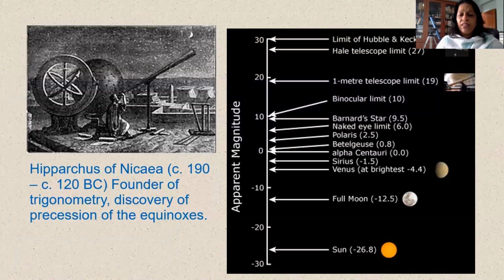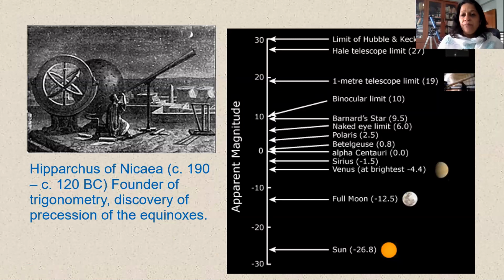So what he basically did is he put stars in their order of brightness. The brightest stars, he kept them as magnitude 1. The next brightest was magnitude 2, 3, 4, 5, 6. Right? So he actually put the magnitude scale. Now this is called the apparent magnitude scale because this is the scale which we actually observe.